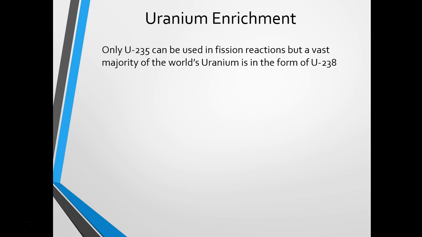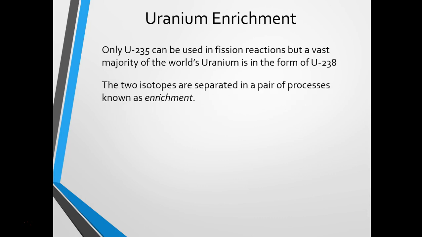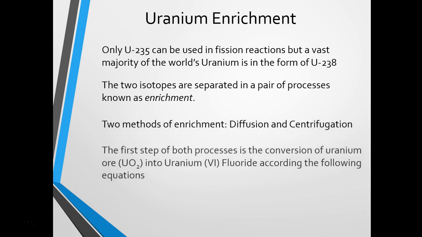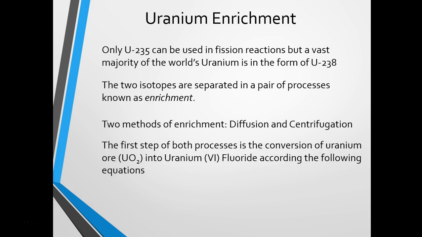But a severe majority of the world's uranium is in the form of uranium-238. So the two isotopes are separated in a process known as enrichment. There's two methods of enrichment, diffusion and centrifugation. Now in both processes, the first step is the conversion of uranium ore, which comes out of the ground as UO2, into uranium-6 fluoride. And they do this in the following way.